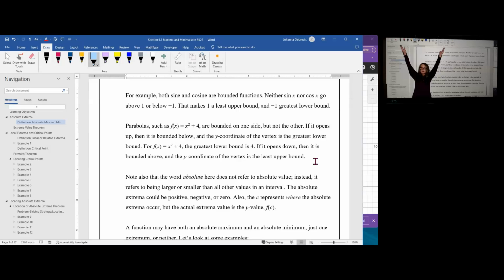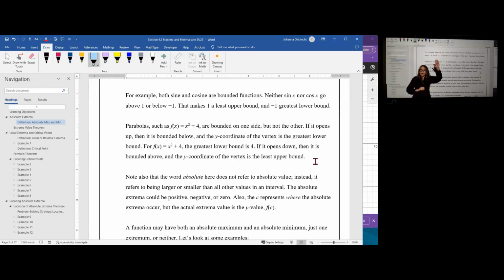It opens up and it's been shifted up 4. It is bounded on one side, but not on both. When we talk about bounded, we're talking about y values. So there's an above and there's a below. This is clearly not bounded above, but it is bounded below.